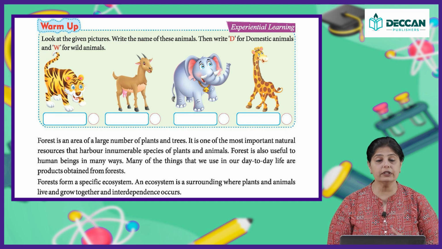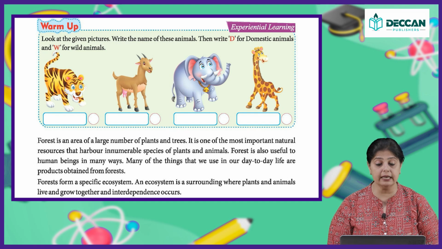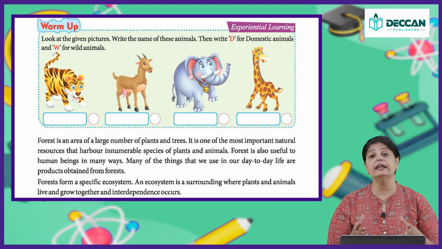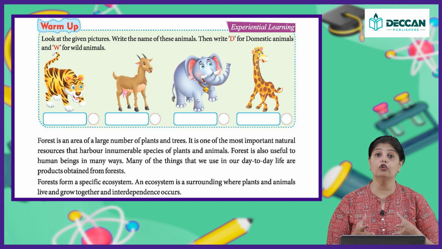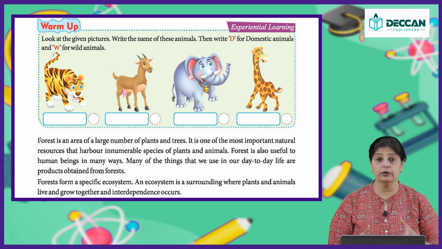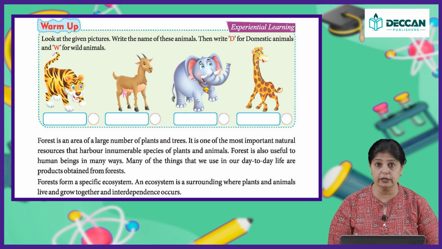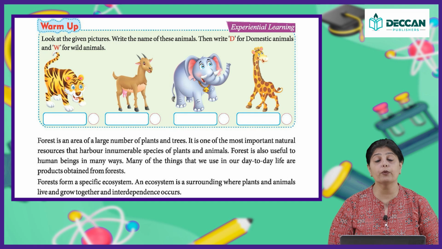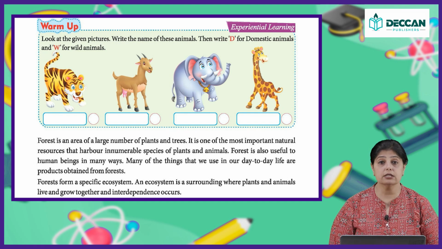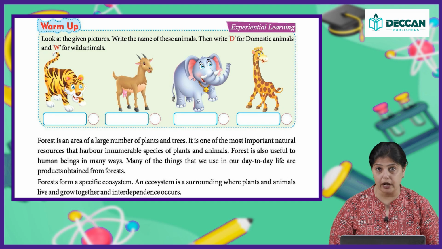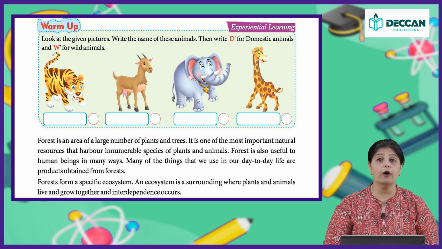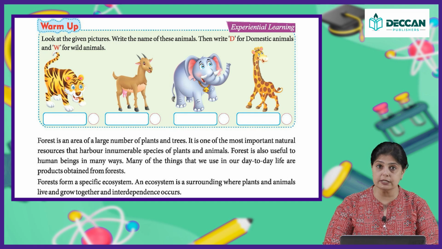Many of the things that we use in our day to day life are products obtained from the forest. So forests play a vital role because we get a lot of products which are made out of the things that we get from the forest, like the wood especially. Also they provide us with fruits, vegetables, herbs. There are certain medicines which are made out of the forest products. So forests form a specific ecosystem.